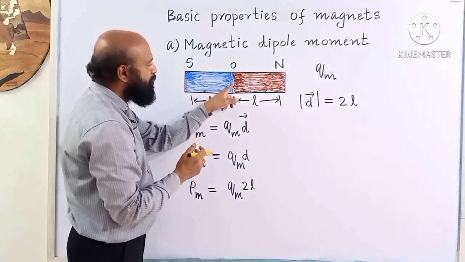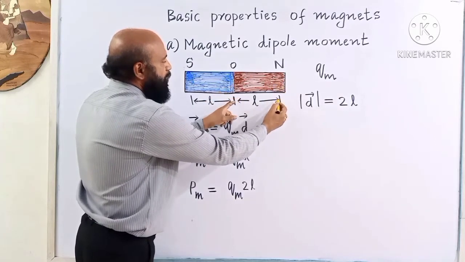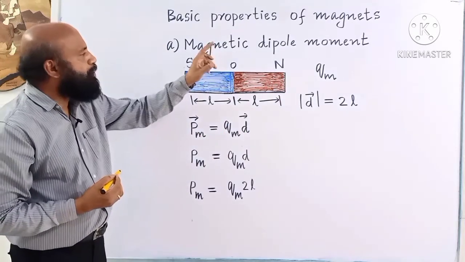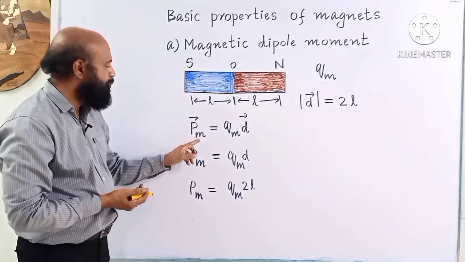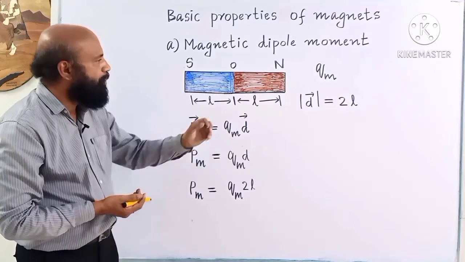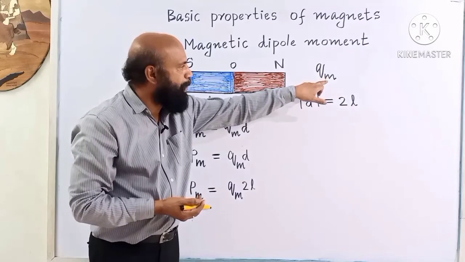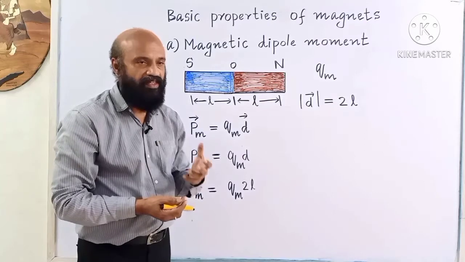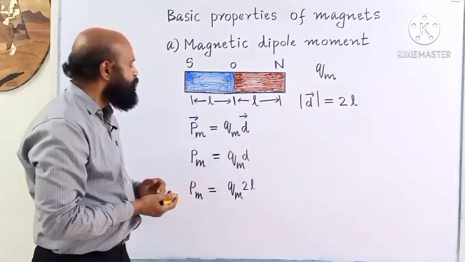From the geometric center to one pole is L, so the magnetic length will be 2L. Then the magnetic dipole moment, PM vector, is equal to QM. This QM is the pole strength, or we can say magnetic charge. In electricity, we use the word charge. Here, the corresponding quantity is magnetic charge.